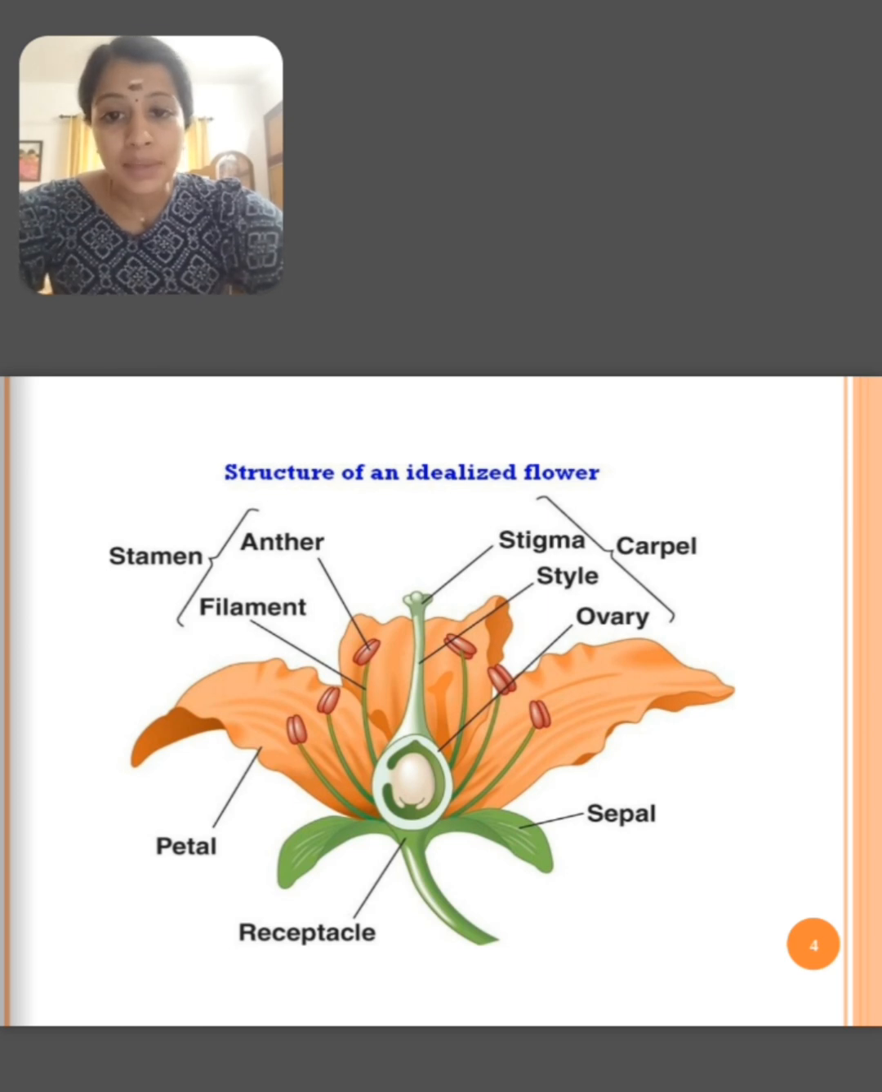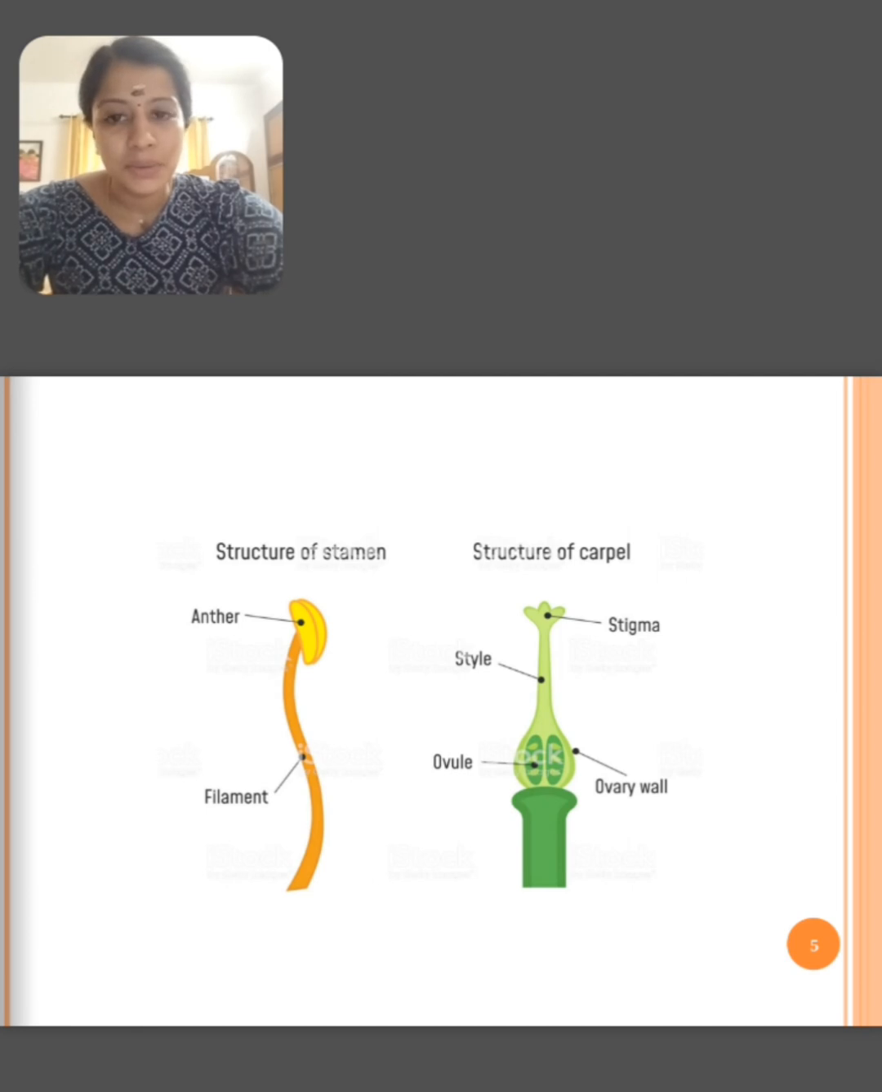So stamen is said to be the male part of a flower, and carpel on the other hand is the female part of a flower. Here the stamen consists of anther and filament, and the carpel consists of stigma, style and ovary. Looking at the detail of stamen and carpel, as said earlier, stamen is the male part and consists of anther and filament. Carpel is the female part and consists of stigma, style and ovary. Inside the ovary there is ovule.